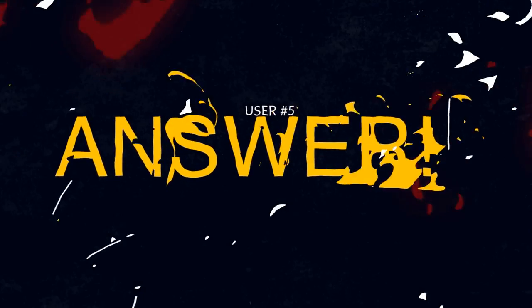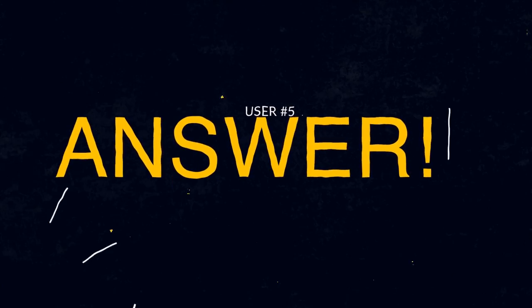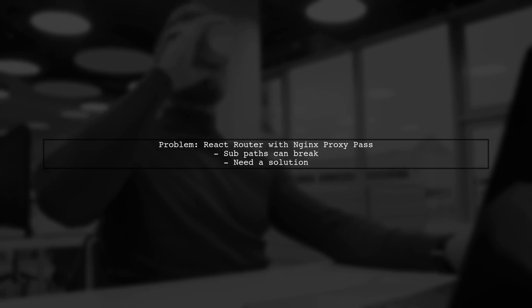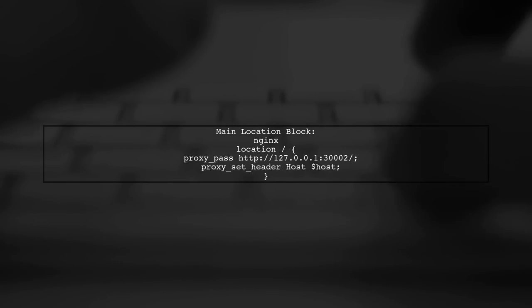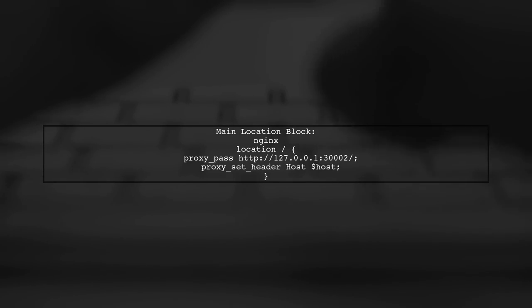Let's now look at another user-suggested answer. This user addresses a common issue with React Router and Nginx when using proxy paths. They highlight that subpaths can break, but there's a simple solution. The user provides a code snippet for the main location block, which sets up the proxy pass to the local server.